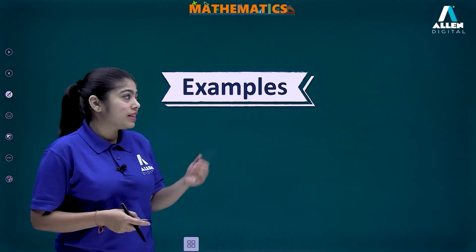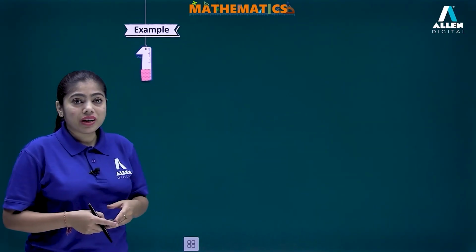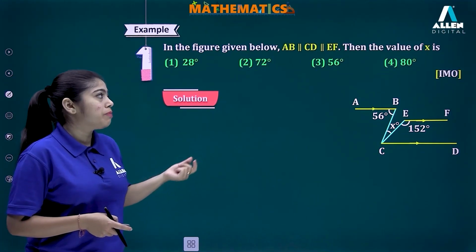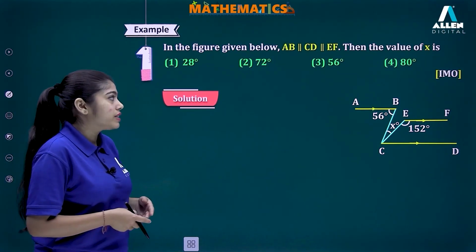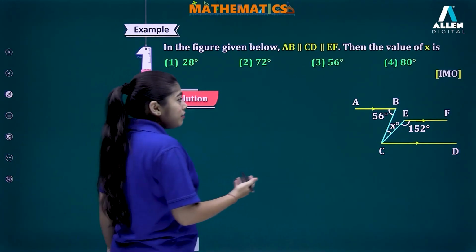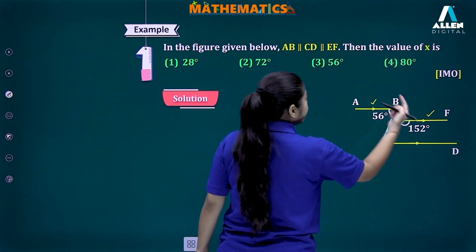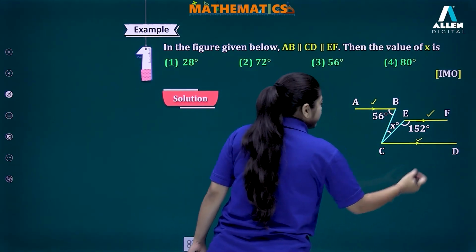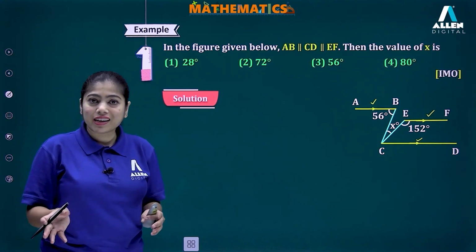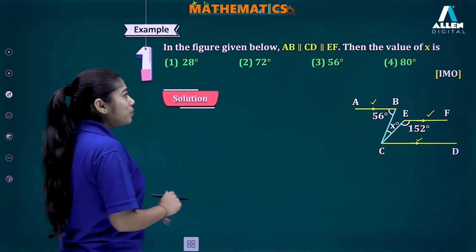Now, we can easily solve some questions related to all these concepts. Question number 1 says that in the given figure below, AB is parallel to CD is parallel to EF. Then the value of x is, and the options are given to us. So, let us observe the figure first of all. Here we have parallel lines. You can see all the yellow lines, AB parallel to EF and EF parallel to CD. Whenever we have parallel lines, definitely we are going to get alternate angles or corresponding angles or consecutive interior angles. So, let us see how we can solve it.